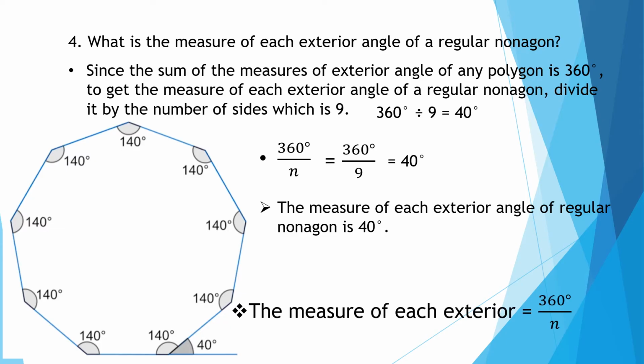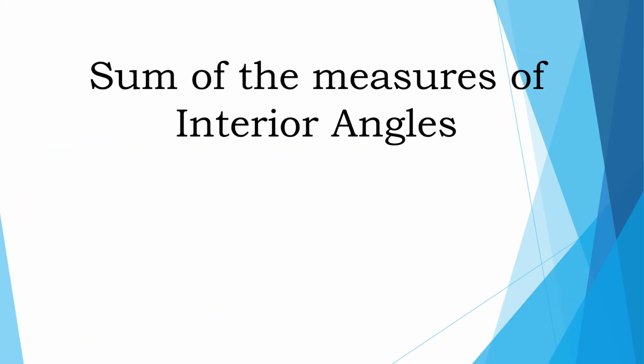To get the measure of each exterior angle, use the formula 360 degrees divided by n. To find the sum of the measures of interior angles, use the formula the quantity of n minus 2 times 180 degrees.